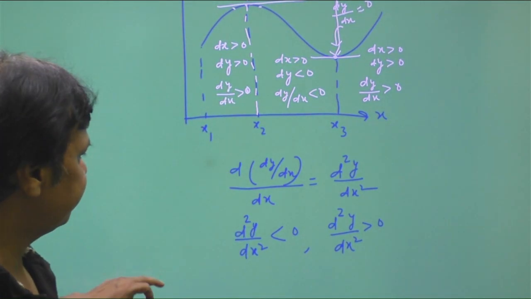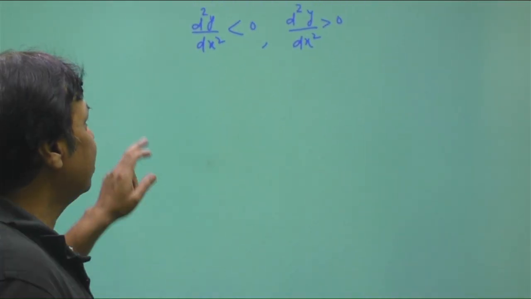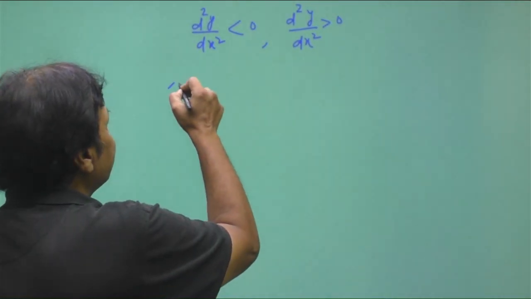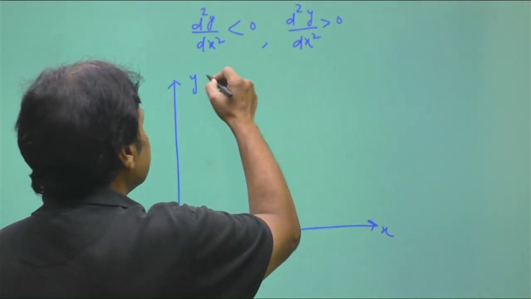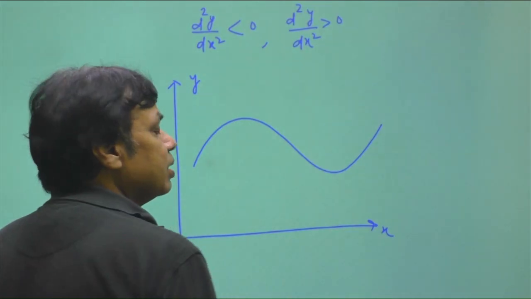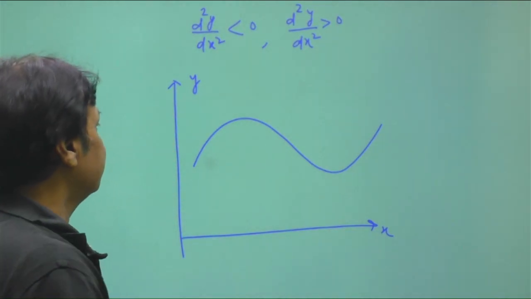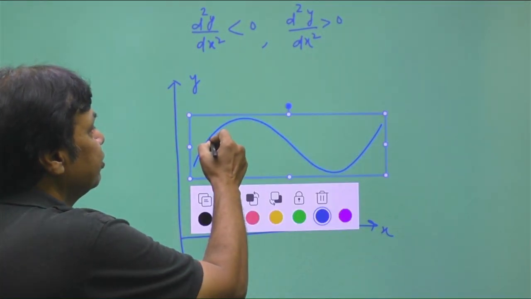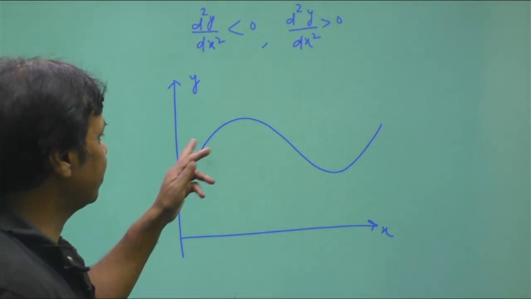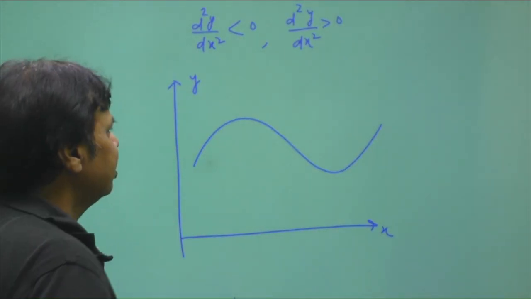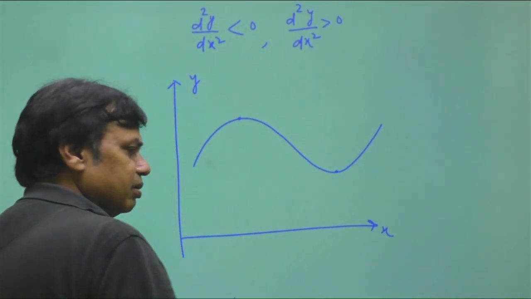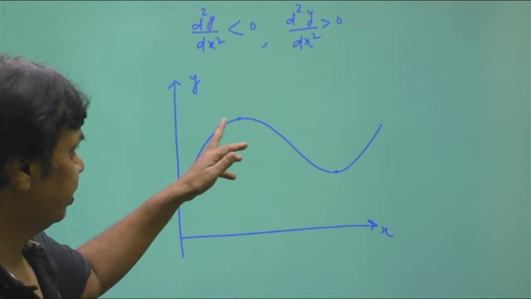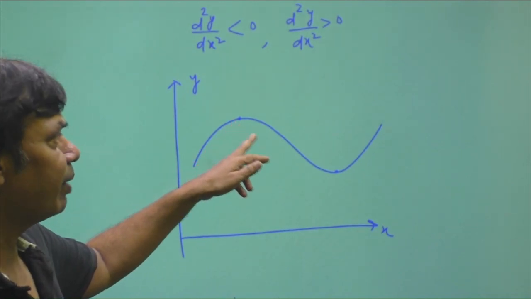That means you are going to tell something like, if you ask about this point, but these points are not important here. The two points that are important are local maxima or local minima.